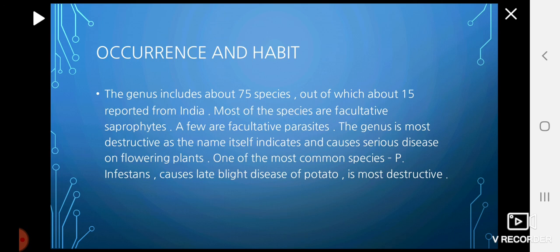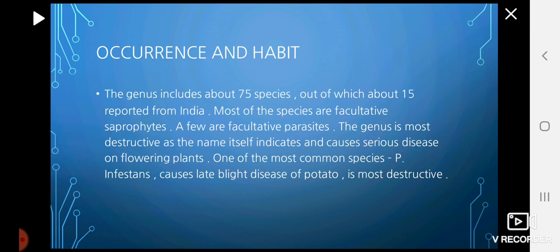Most of the species are facultative saprophytes, and few species are facultative parasites. This genus is considered very destructive, as phyta means plant and phthora means destroyer. It causes many diseases in flowering plants, and the most common disease caused by Phytophthora infestans is late blight of potato. In 1843 to 46, there was a potato famine in Europe, which led to the death of 250,000 people due to the epidemic caused by Phytophthora infestans.